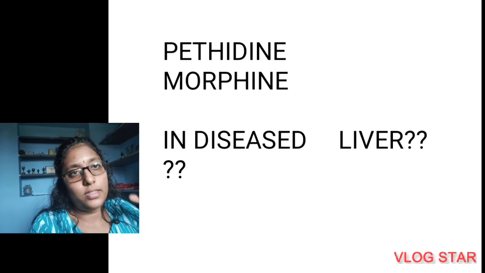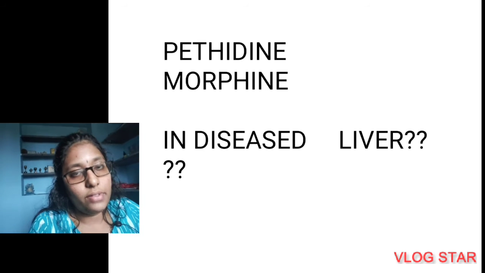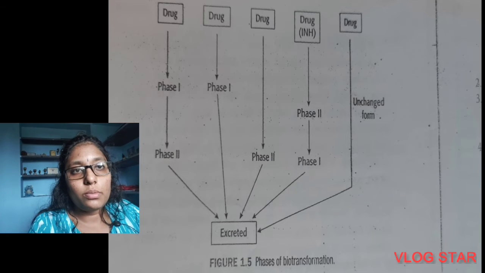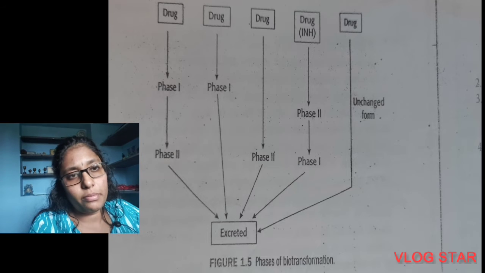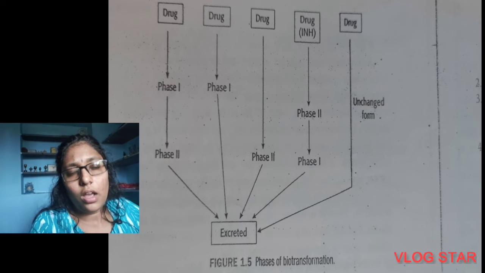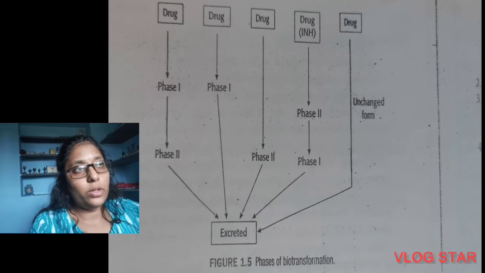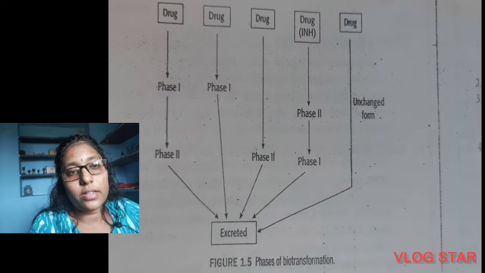This will be shown by pethidine and morphine. So they are mostly metabolized in the liver, that's why. Next, moving on to the phases of biotransformation: not all drugs will move to phase 1 and then phase 2 and then be excreted.